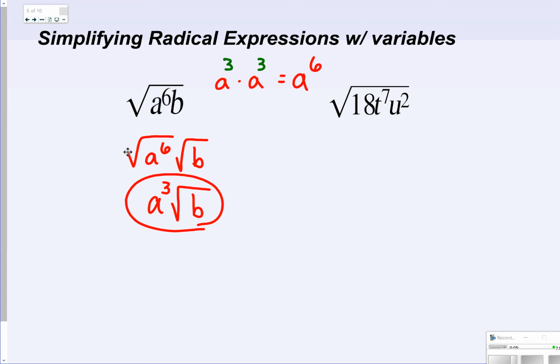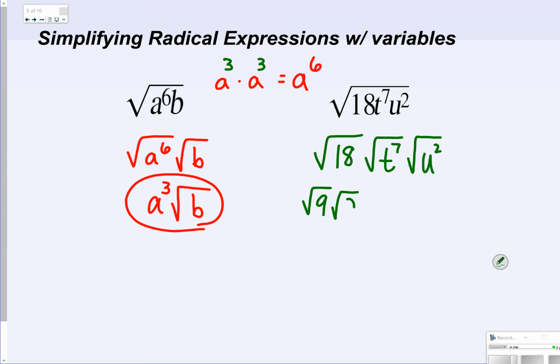Now let's do one more. This time has a radicand, which has a coefficient and two different variables. So let's begin by breaking this into, let's factor this into three different parts. One's for the coefficients, and then one's for each variable. Now let's treat each of these a little bit separately. The square root of 18, we just did this on our last slide. We know that that's the square root of 9 times the square root of 2. We factor that into its perfect square.